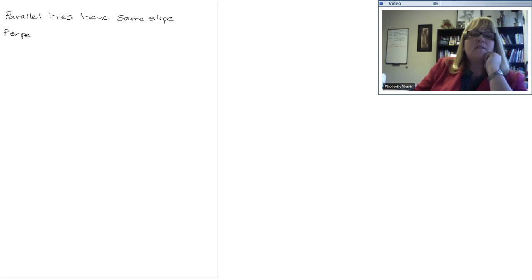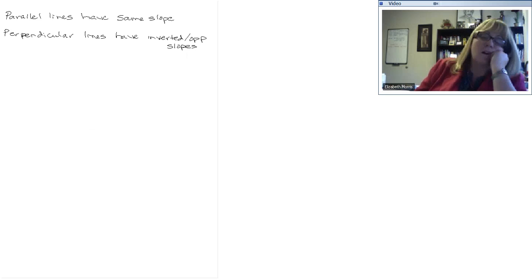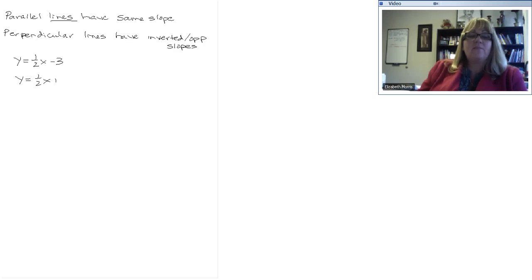Perpendicular lines have what we call inverted and opposite slopes. All right, let's look at what this means. First of all, if I have parallel lines, that means I'm going to have two lines. So say y equals 1/2 x minus 3 and y equals 1/2 x plus 5. Whatever you do, these are parallel lines. If you put them on the graph, they'd be parallel lines because their slopes are the same.